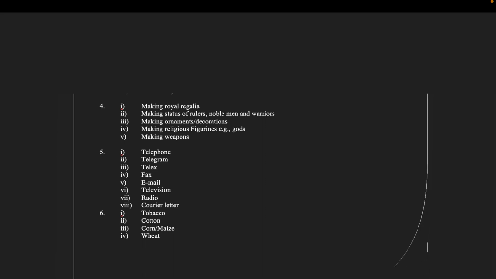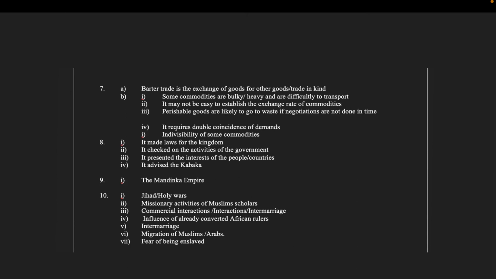7. A. Barter trade is the exchange of goods for other goods, trade in kind. B. I. Some commodities are bulky, heavy, and are difficult to transport. II. It may not be easy to establish the exchange rate of commodities. III. Perishable goods are likely to go to waste if negotiations are not done in time. IV. It requires double coincidence of wants. V. Indivisibility of some commodities.